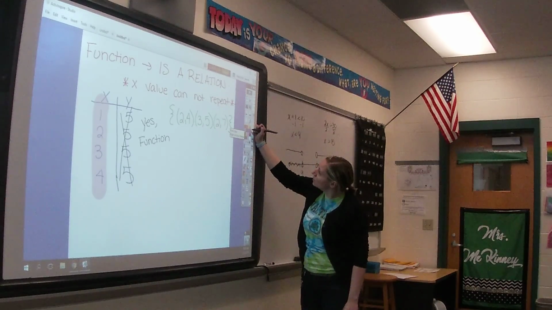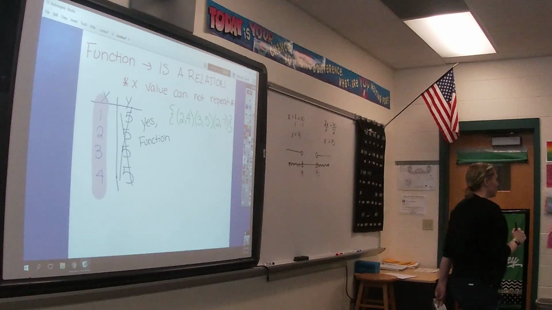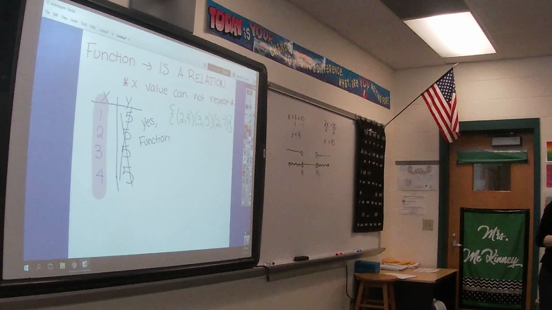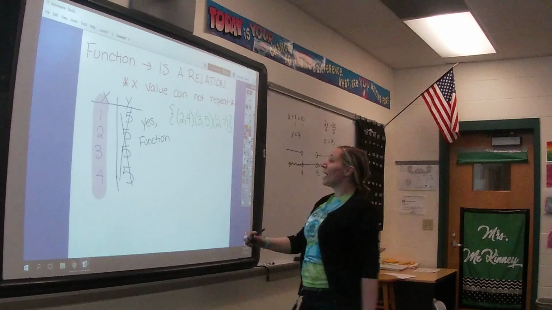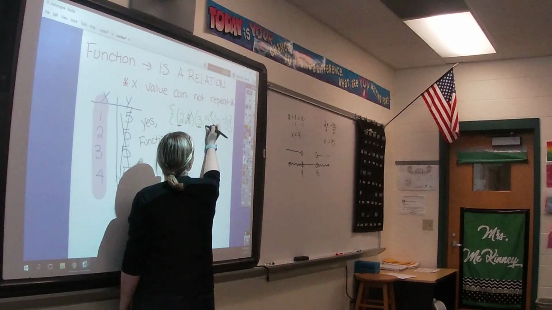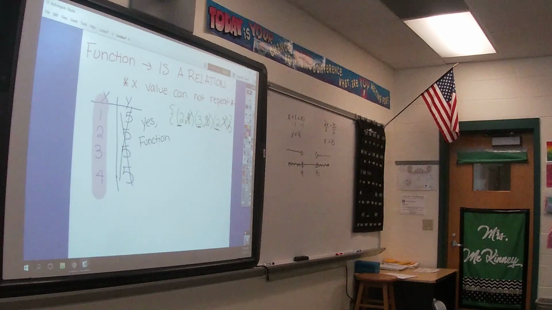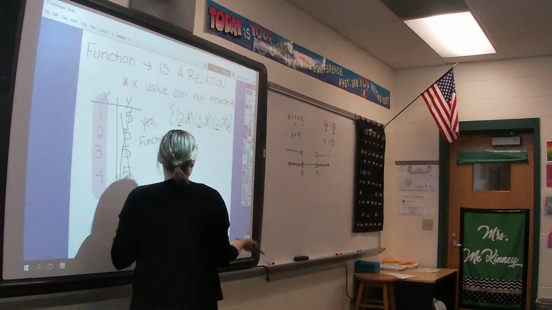How about this one? Is this one a function? Okay, so Lily, you're shaking your head no. Why not? Because right here, looking at the x values only, y values do not count. Do we see a repeat? Yes. So is it a function? No.